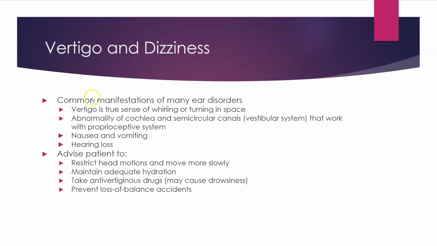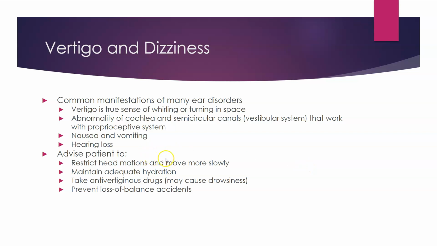Vertigo and dizziness. Vertigo is whirling or turning in space, versus just kind of lightheaded. So this is impacting your semicircular canals, and that works with the proprioception system, so where you're at in space. Causes nausea, vomiting, hearing loss.